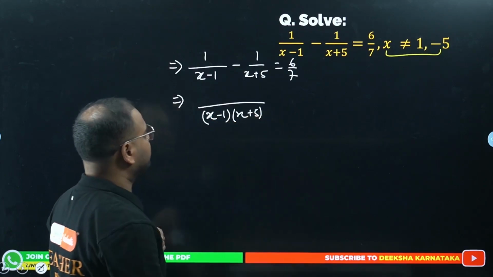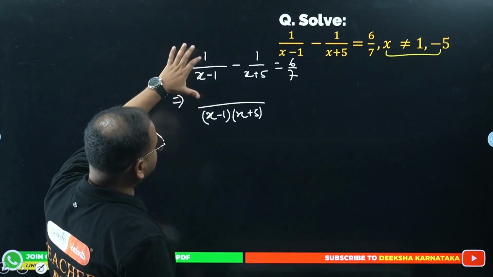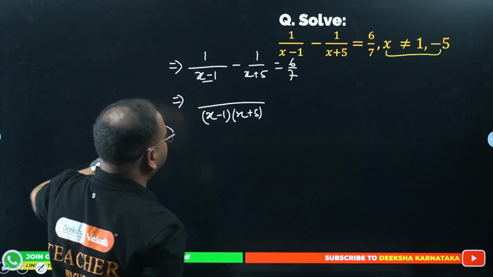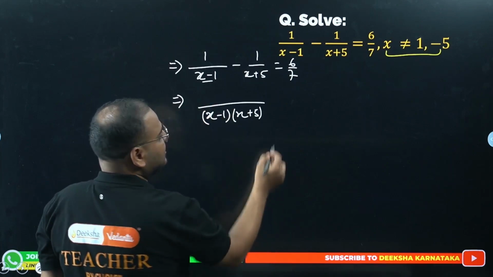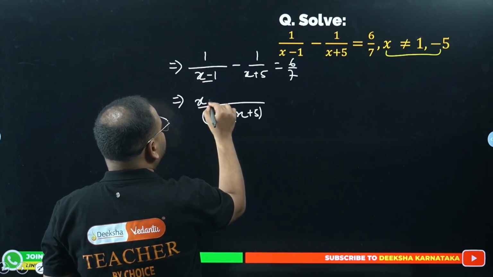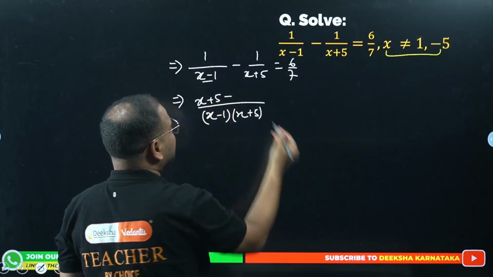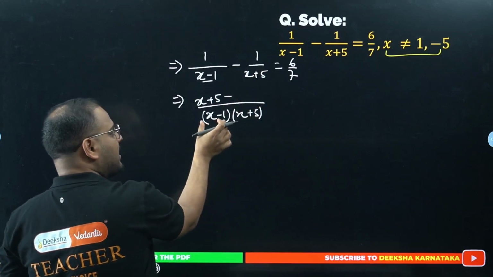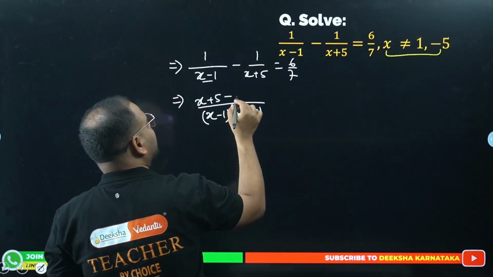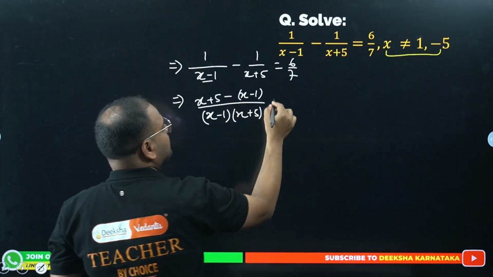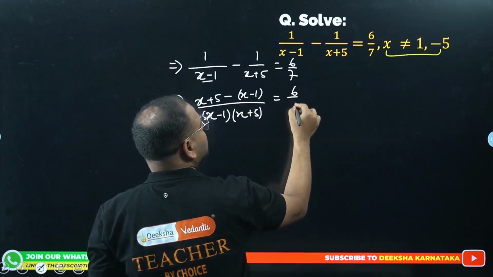If I have 2, now check this, compare this fraction with this. X minus 1 is here, right? To make this denominator, I have to multiply with x plus 5. So I'll multiply the same on the numerator side, x plus 5. Minus sign is there. Same way, x plus 5 is already present here. What is required? X minus 1. I'll multiply that with the numerator. So x minus 1 in the bracket equals 6 by 7.